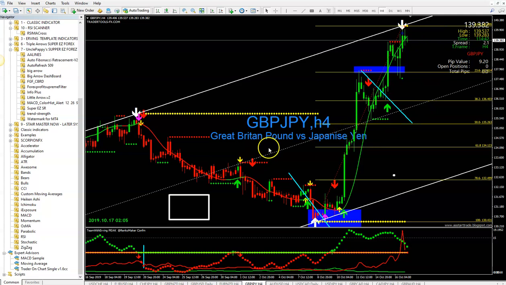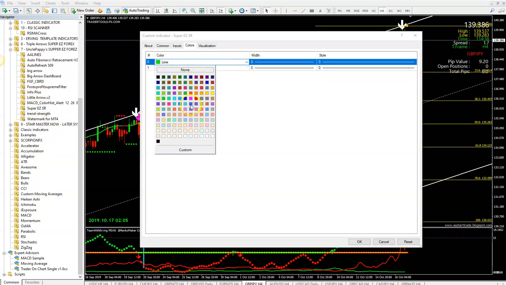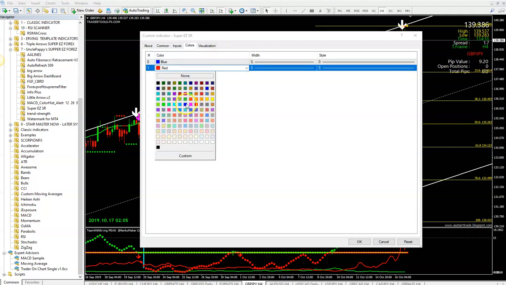As you know, this is the GBP. I'm gonna add the SR so you can see it again. We're gonna add a blue. Come on, come on, come on.